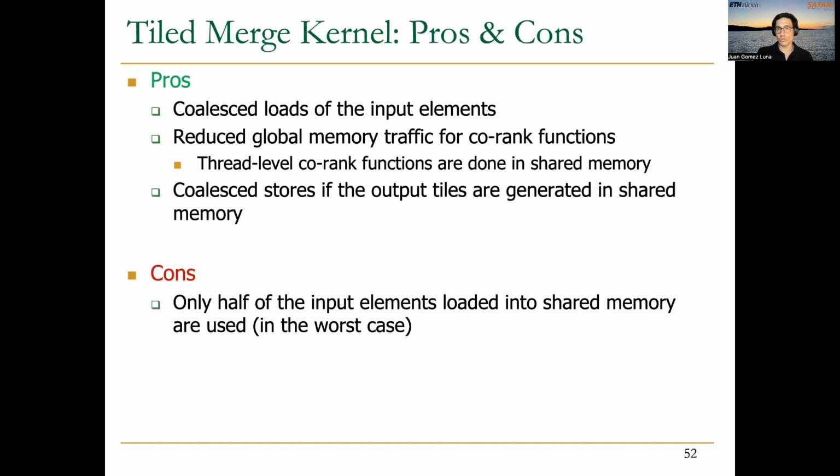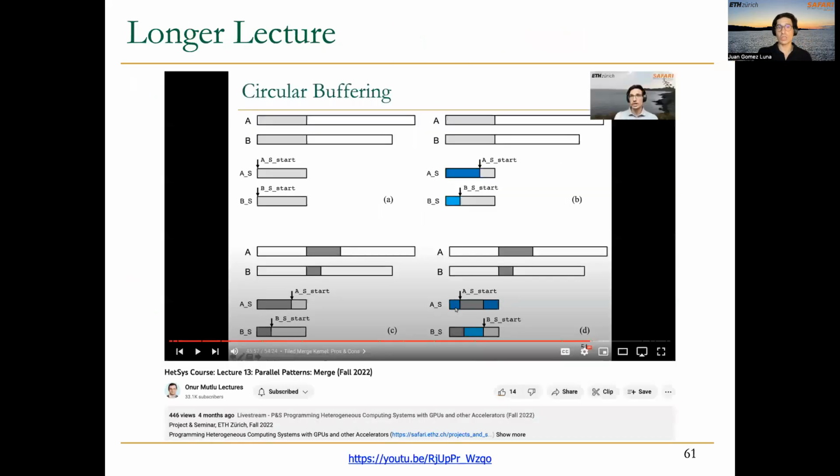However, there are also cons, and the biggest problem here is that only half of the elements loaded into shared memory are used in the worst case. And in the next iteration, we will keep loading the entire tile. So basically, we are wasting those elements that we loaded into shared memory but didn't consume in that specific iteration. In order to deal with this, we can apply one additional optimization technique that is called circular buffering.